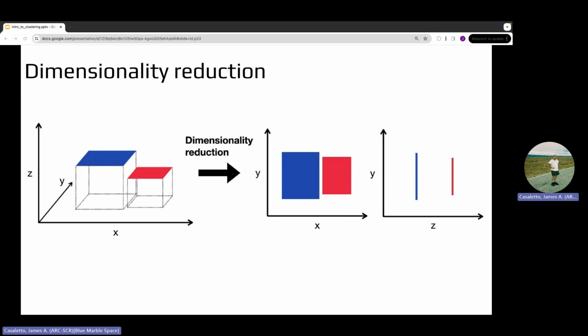In this example, in this slide, we begin with 2 data points in 3 dimensions, each is a cube. Reducing from 3 dimensions to 2 dimensions flattens those cubes into rectangles. And with one more dimensionality reduction, we go from 2-dimensional rectangles to 1-dimensional line segments.